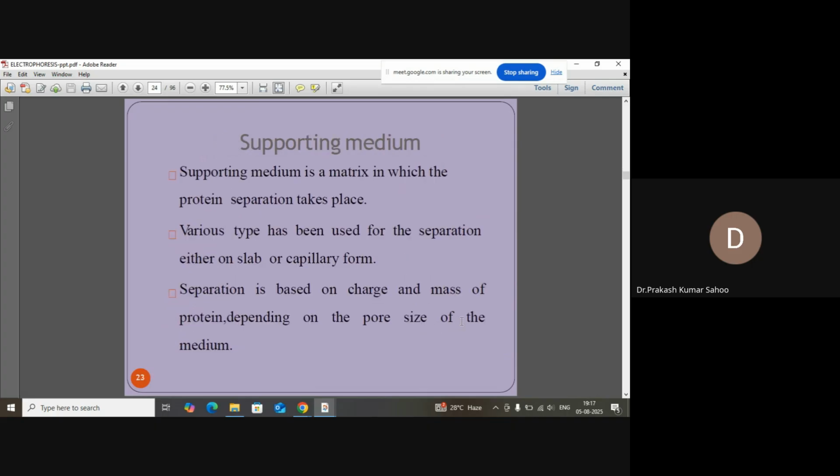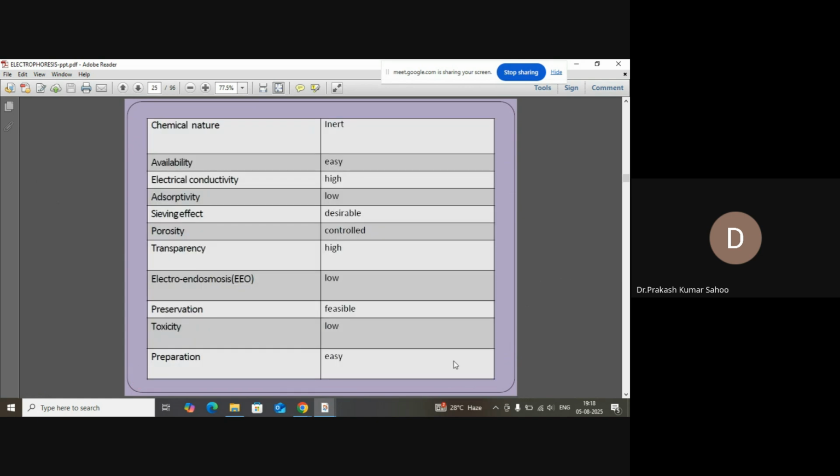Then, what is the supporting medium? It is a matrix in which the protein separation takes place. Various types have been used for the separation, either in slab or capillary form. Separation is based on charge and mass of the protein, depending on the pore size of the medium.